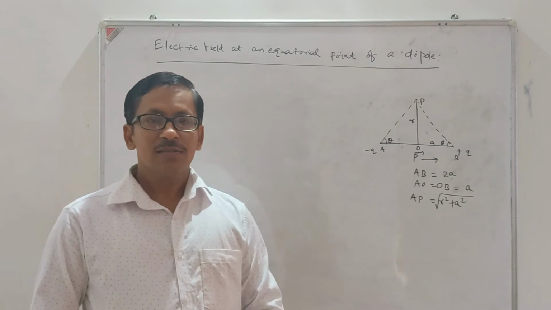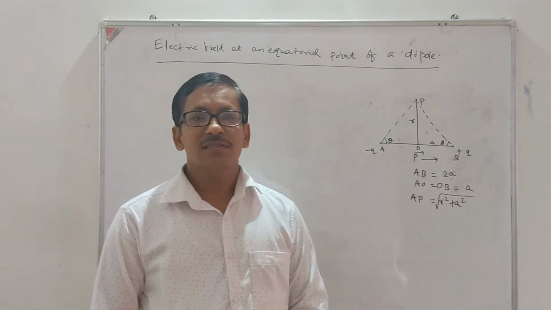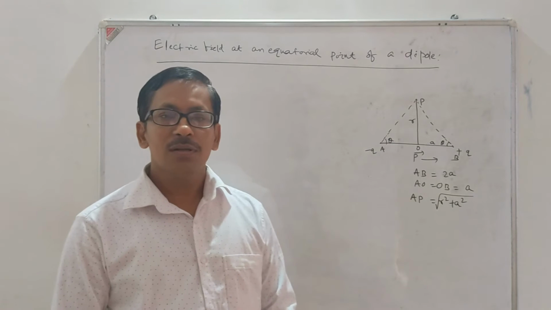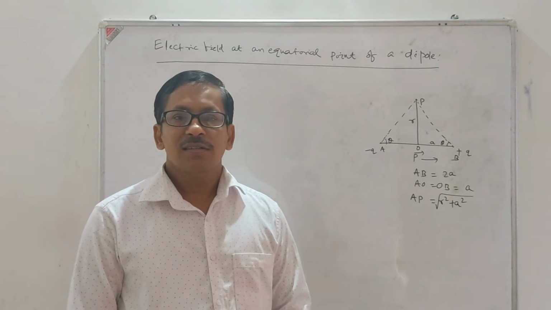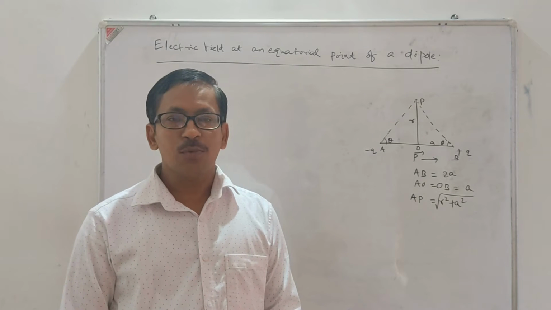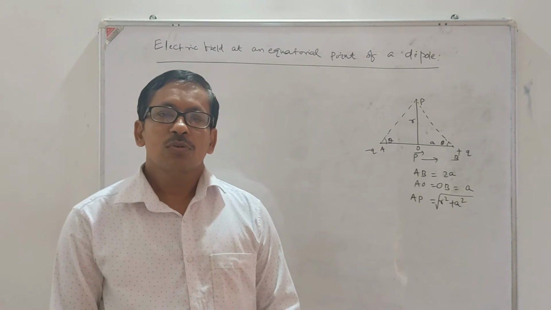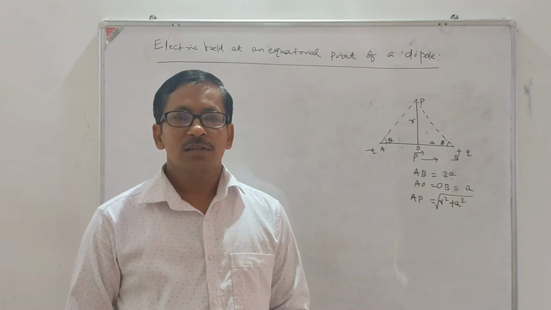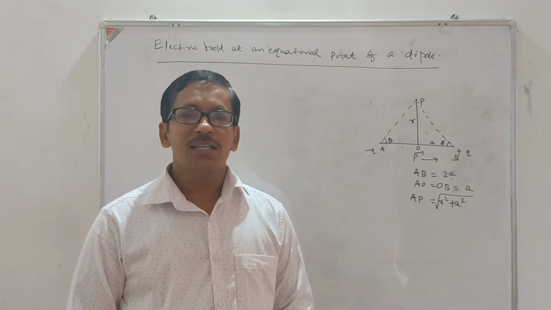Hello students, today let us find the electric field due to an electric dipole at an equatorial point. Last class we discussed an electric dipole. We found the electric field due to an electric dipole at an axial point. Today we will find the electric field due to an electric dipole at an equatorial point.